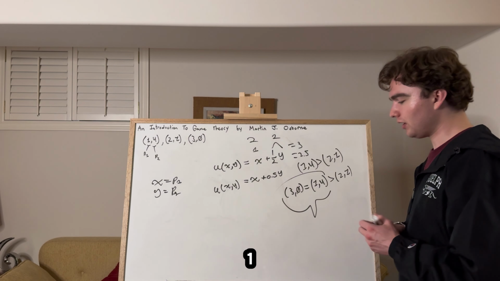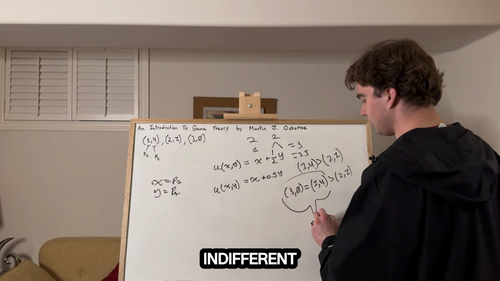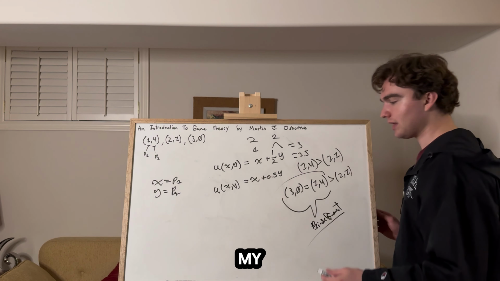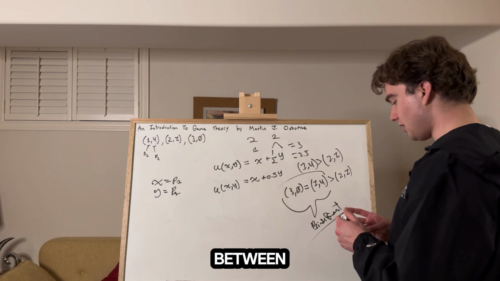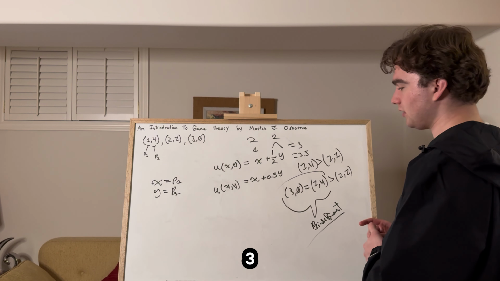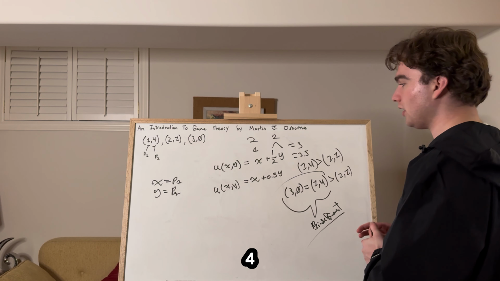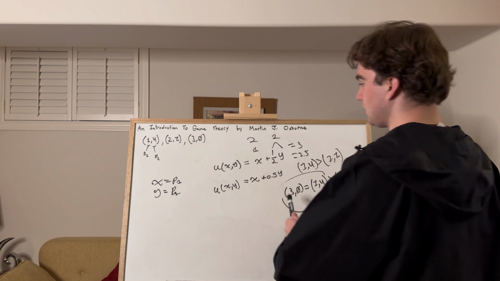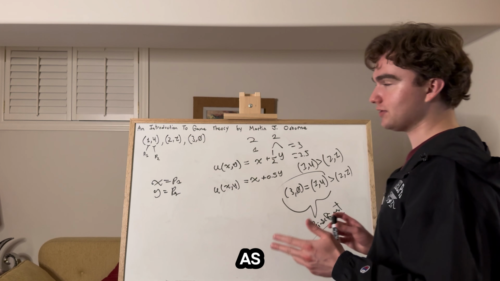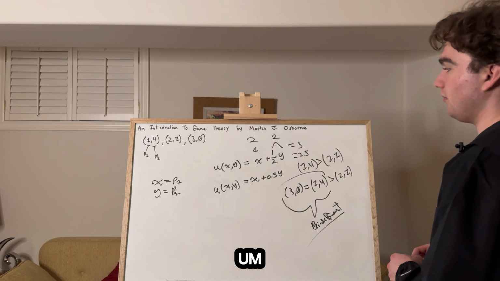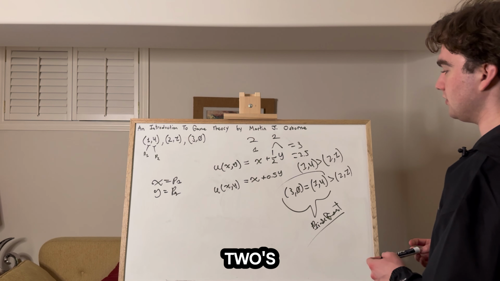So player 1 is indifferent. Excuse my lousy handwriting. But player 1 is indifferent between the payoff (3, 0) and (1, 4) because player 1 still cares about half as much about player 2's outcome.